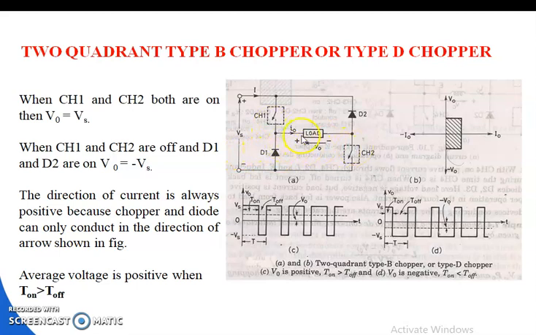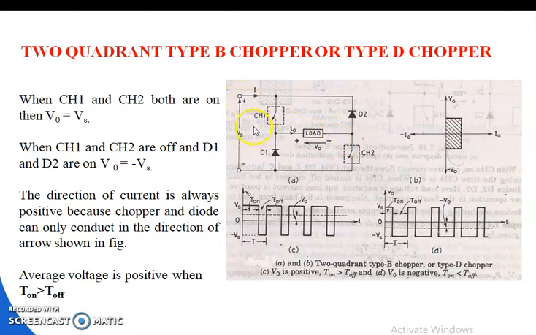Then V0, I0, Vs, Is are the load voltage, load current, source voltage, and source current respectively. This one is the two-quadrant type B chopper. In that case, you can study this chopper in two different quadrants, that is the first quadrant and the fourth quadrant. So in the first quadrant, the load voltage V0 will be positive and the load current I0 will be positive. In that case, the current starts from the source to the load.